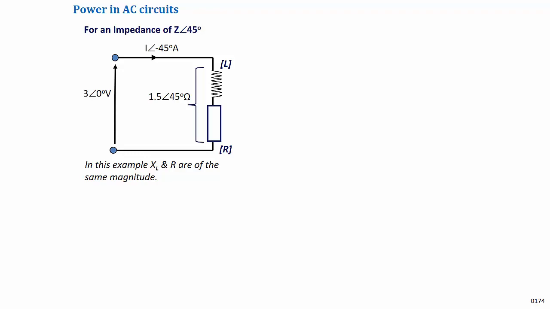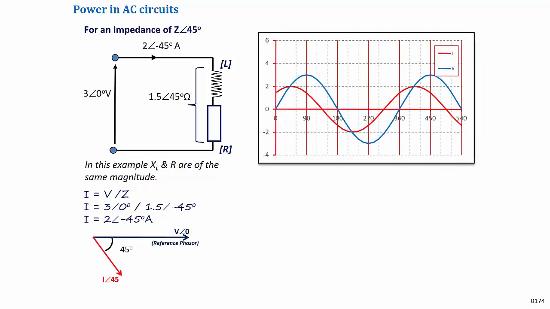Consider the following circuit with a 3-volt AC supply and a load of 1.5 ohms. By Ohm's law, this circuit will draw a current of 2 amperes. And since the magnitude of resistance is equal to the magnitude of the inductive reactance, the angle of the impedance will be 45 degrees, and hence the current will lag the supply by 45 degrees. The power drawn from the supply at any point along the horizontal axis may be calculated by multiplying the instantaneous voltage by the instantaneous current.